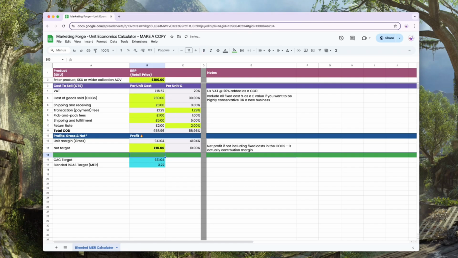On this, or £10. That then leaves your acquisition target for that sale, or your customer cost target, if you're gearing everything around first-time customers, of £31.04, and your ROAS target, or your blended MER target if you're doing this globally, is 3.22.